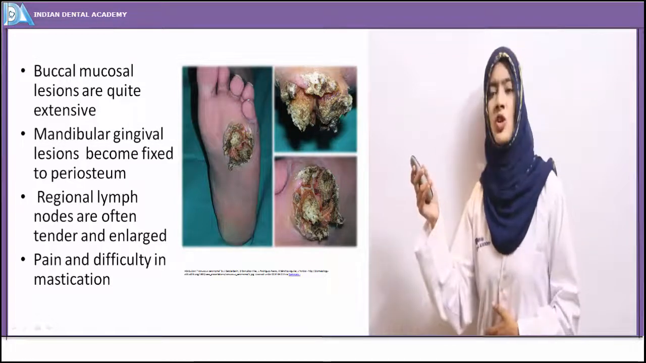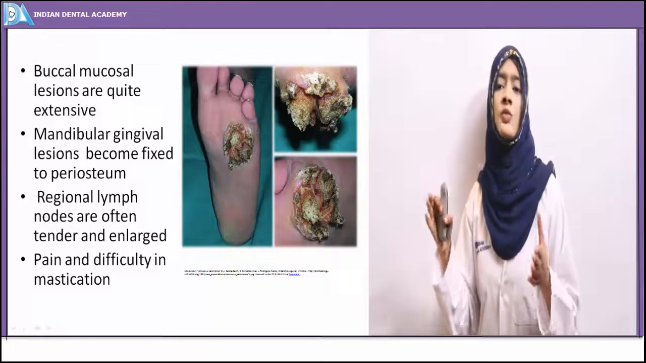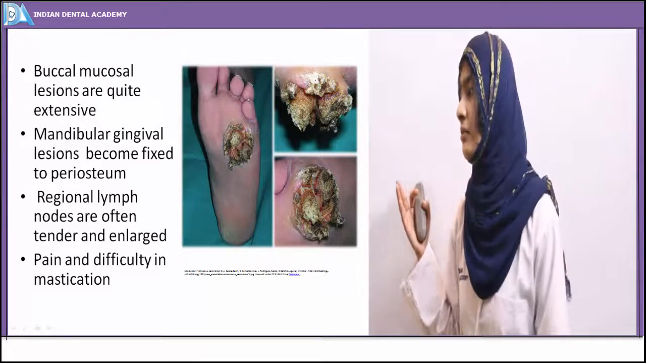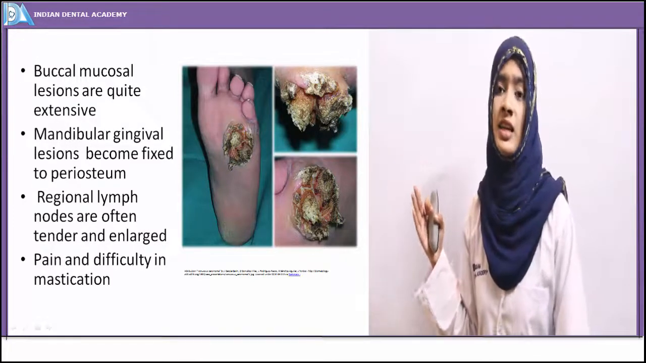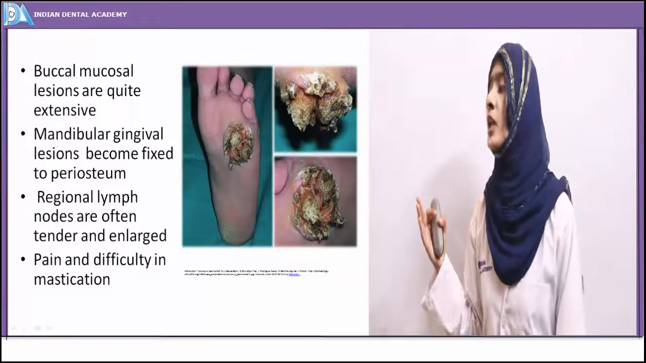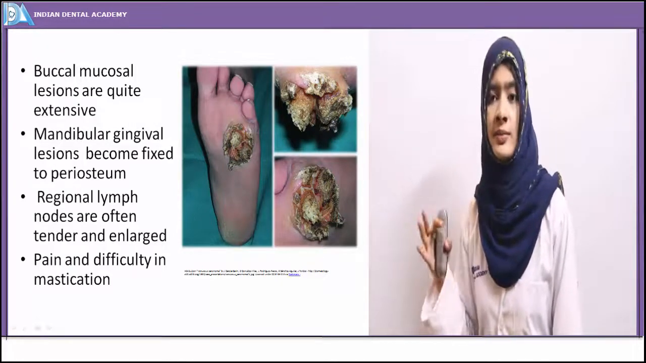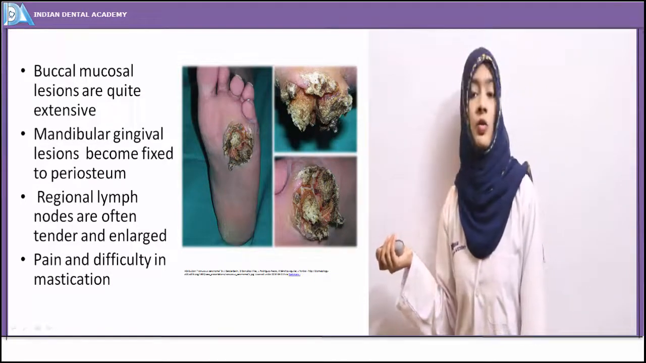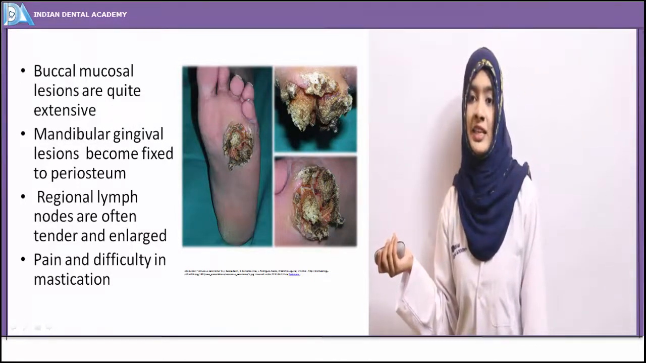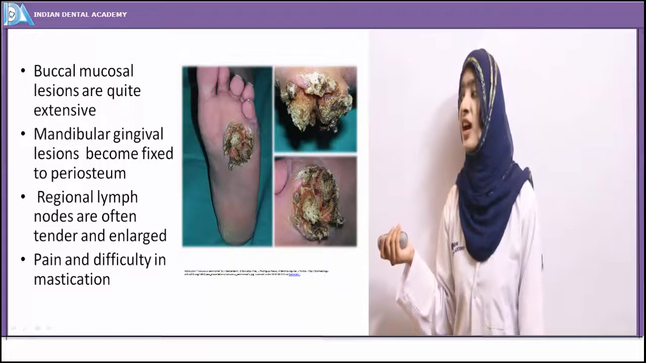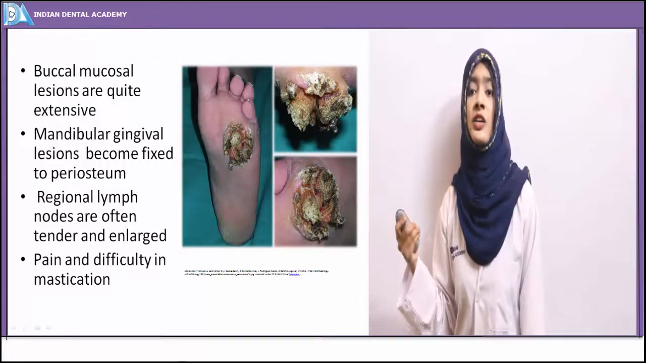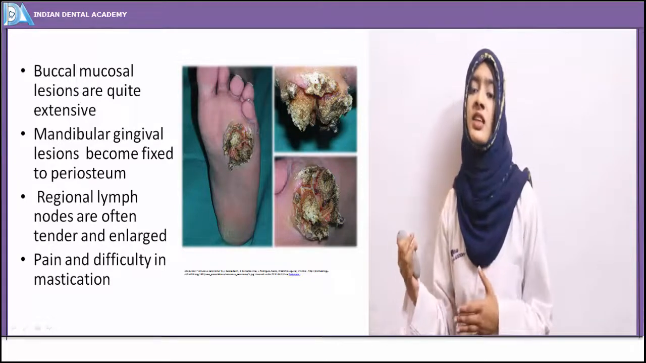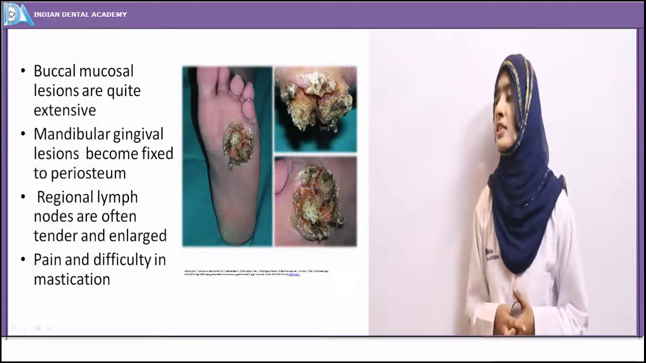This is the appearance of verrucous carcinoma in the palms, soles, and foot of the individual. If you see the characteristic margins of the tumor, they are very ulcerative and indurated, and they do not show any signs of healing. And when the oral cavity is involved, in the mandibular gingiva, the lesions spread and involve the underlying periosteum. They tend to infiltrate, and they are more aggressive in nature than the buccal mucosal lesions.